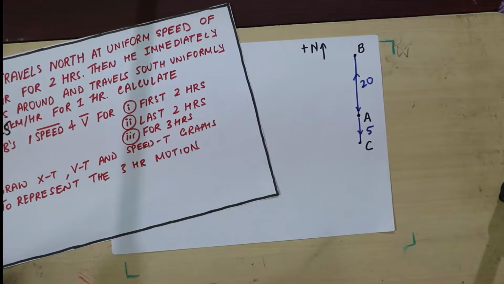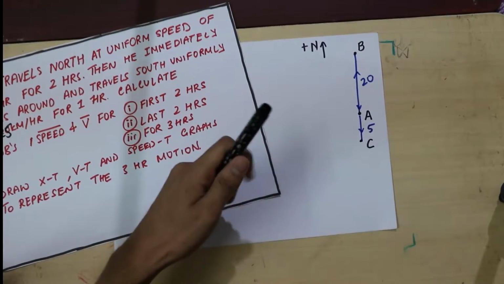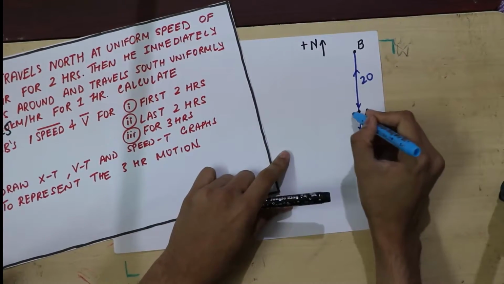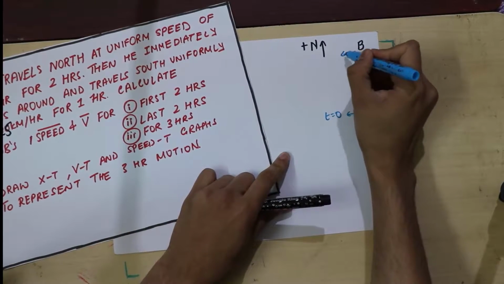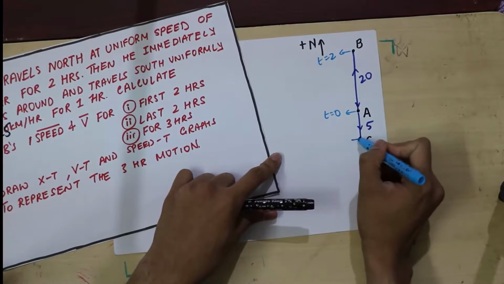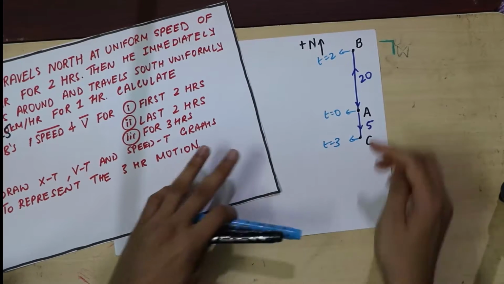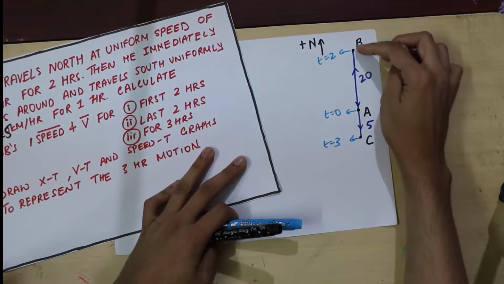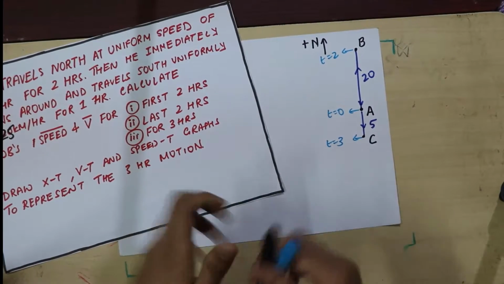We need to keep track of time as well. Let me call this time t equal to 0. Then this would be t equal to 2, in hours, remember. And this would be t equal to 3. This is the situation. So imagine the animation, it goes like this, and it goes zoom this way. After that, I don't care what it does. Alright, let's look at the questions.